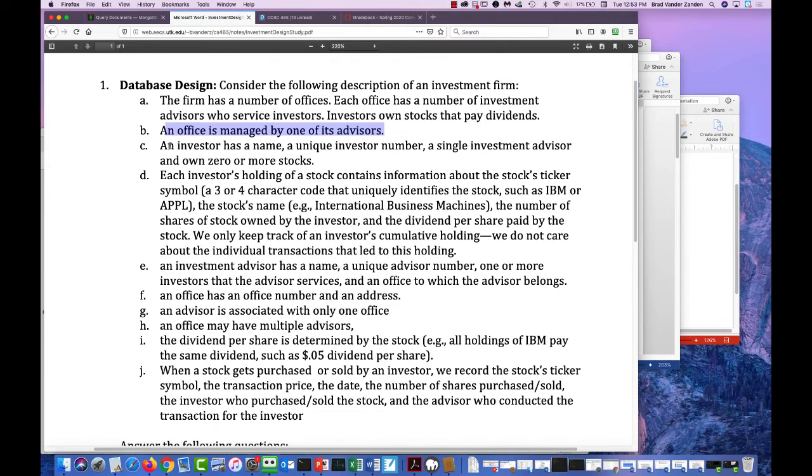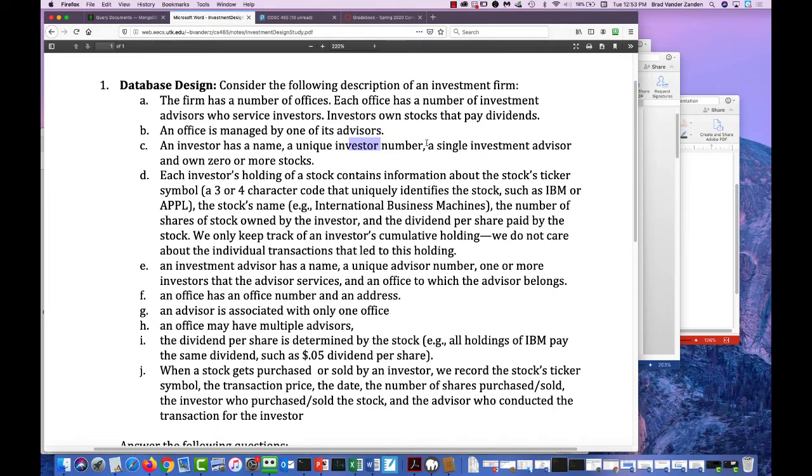Okay, C. An investor has a name, a unique investor number, a single investment advisor, and owns 0 or more stocks. Okay, a lot of descriptive information here. The name is descriptive. The investor number seems like what? Primary key, actually, an identifying attribute. It's an identifying attribute, a primary key.